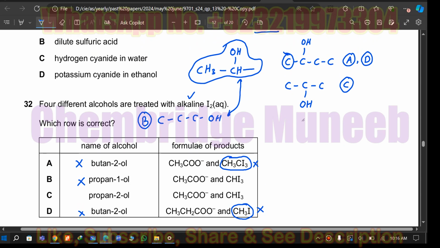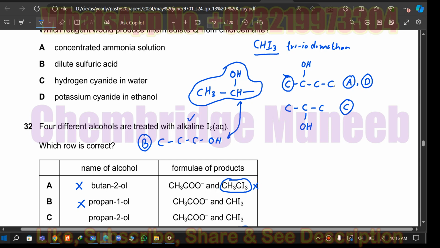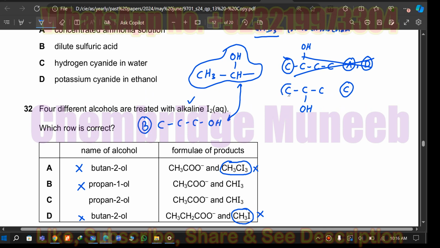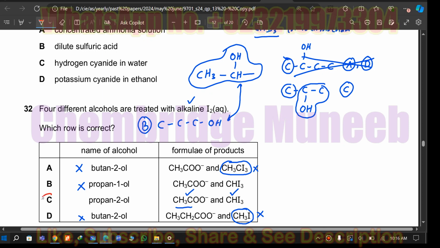Option C says that when propane 2-ol reacts with the iodine, as a result we get triiodomethane, and the other two carbons will convert into their oxidation state, which is the carboxylate ion. The carboxylate ion has two carbon atoms, and there are two carbon atoms in this compound. So yes, these two products will be obtained as a result of this reaction. So C is the right option.